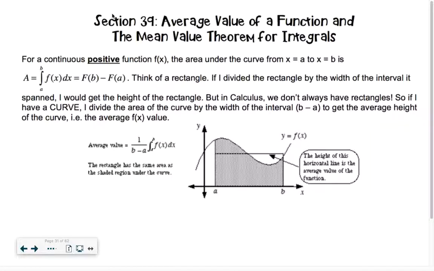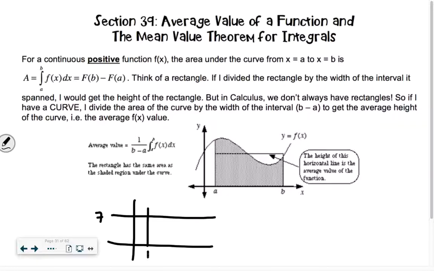So f of x is a height, right? F of x is the height of a function. So if you had a rectangle, and let's say this rectangle had a height of 7, and it went from 1 to 6, what would the area be in here? Yeah, it'd be 35. Do you guys all see that? What would the average height of that rectangle be? 7, because all of the heights are 7. Does that make sense? That's very easy for you guys to understand.